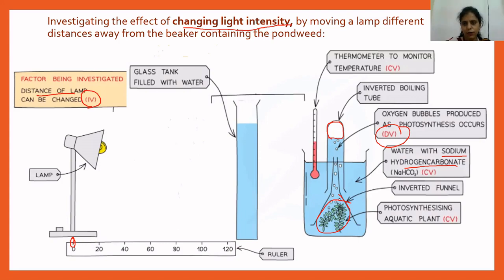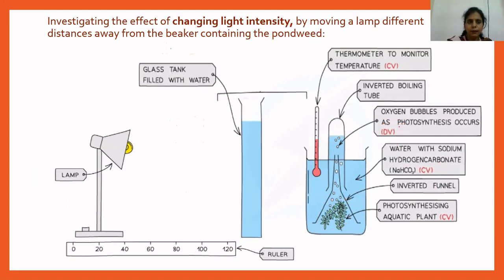Remember, here in this picture you can see we have moved this table lamp from 0 centimeter to 20 centimeter. So the position of the table lamp is changed. Further, you can keep this table lamp at 40, then 60, 80, 100, or maybe 120 centimeters. And at every distance, take at least 2 readings.